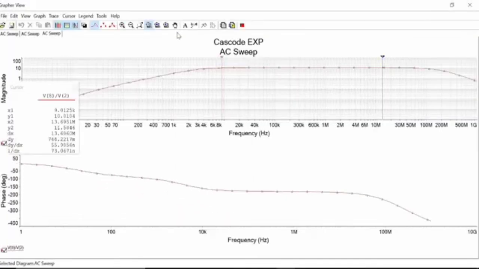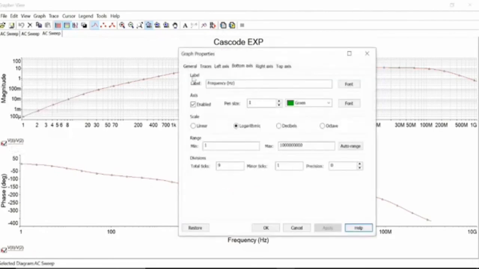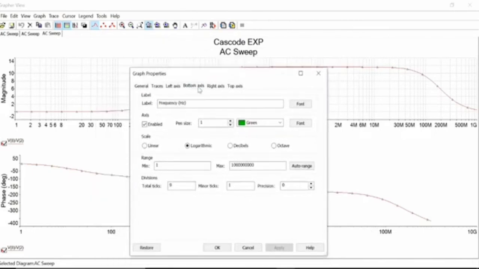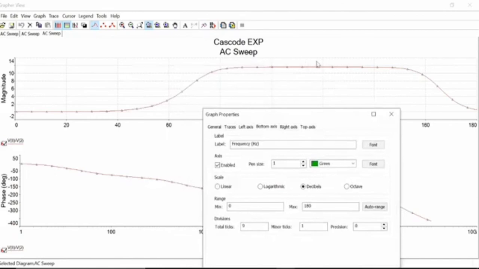Given the run option, I'm getting the wave like this. Now I'm going to check the axis. Always the x-axis must be in linear form, so that the graph varies, and the y-axis must be in decibel. So this is the exact curve of the cascade amplifier.